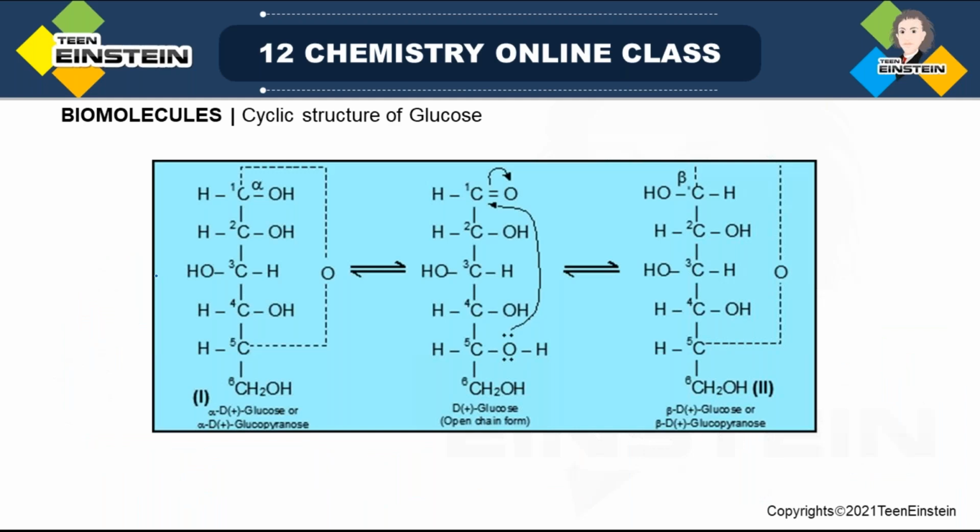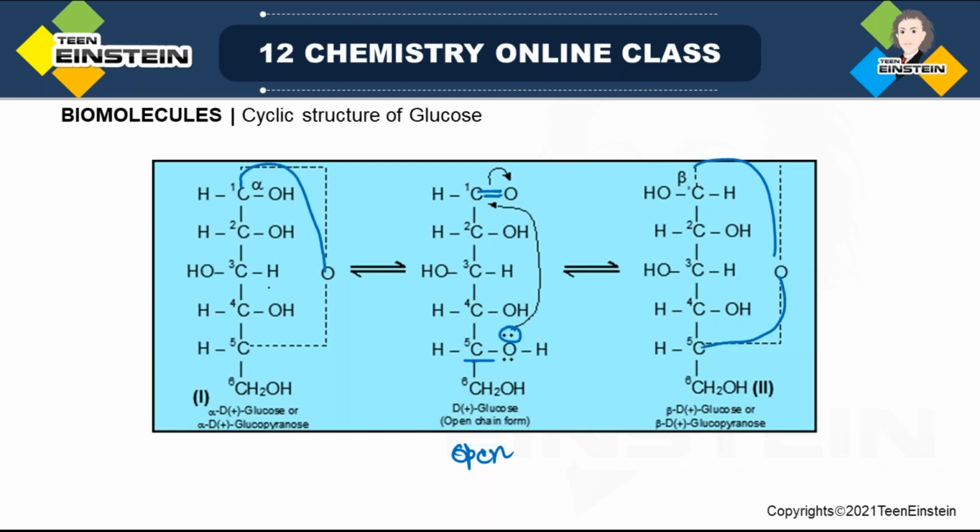So, some more clarity if we want to get, this is the open structure. Here the lone pair present on the OH group of carbon number 5 is attacking the carbonyl carbon. Now these double bonds will no longer be present; there will be a single bond. And in this type of cyclic structure, don't think this is CH2, it's actually written in this way.